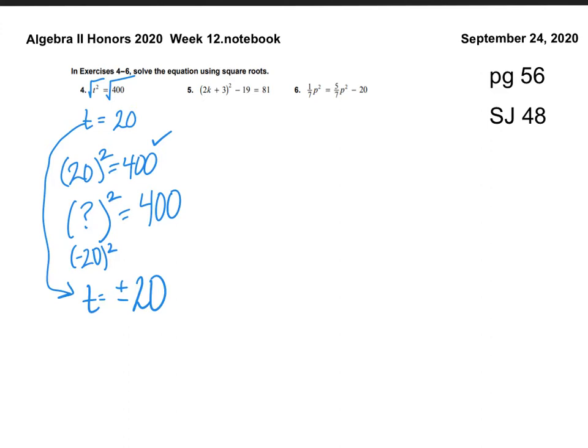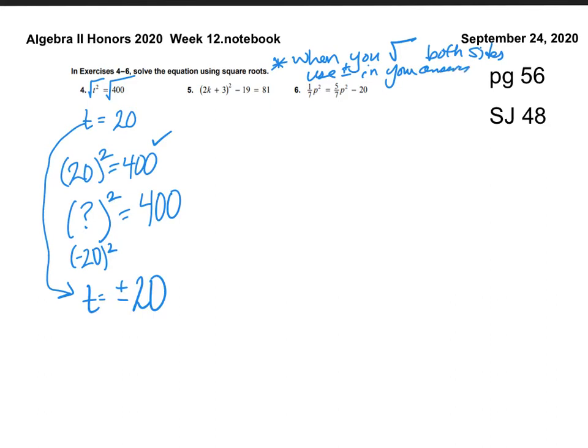So I need to make sure to write down, and you should write down also, that when you take the square root of both sides, use plus or minus in your answer.